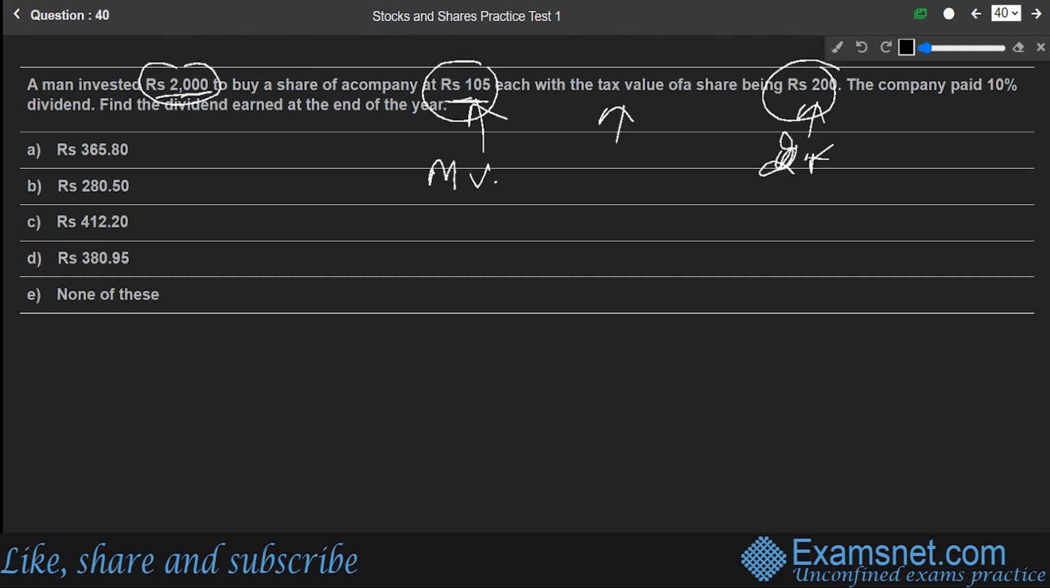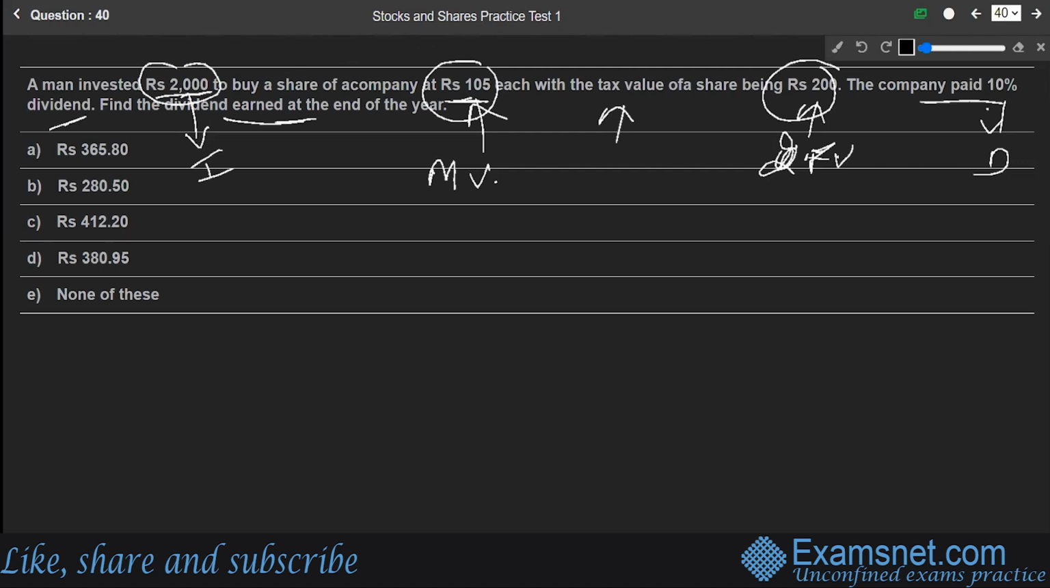So this is the face value of the share. The company paid 10% dividend. So the dividend value is also given, 10%. So this is the dividend value you can use. Okay, and this is the investment part that can be used. Now what we are supposed to find out, find the dividend earned. Dividend earned is nothing but the income itself. So we can again relate to the income formula. We have an income formula which can utilize all these values: investment, face value, dividend, and market value.